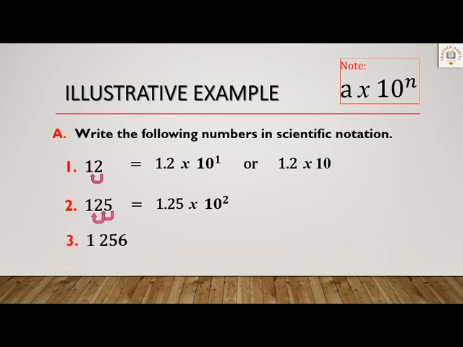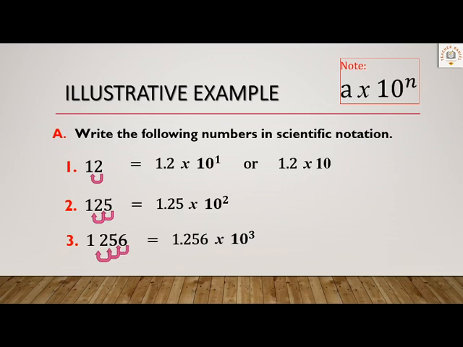Another, 1,256. So, ang decimal point niya nandito sa lower right ng 6. So, ang value ng A natin ay, move muna natin ang decimal point. 1, 2, 3. So, that's 1.256 times 10 raised to, very good, positive 3. Kasi tatlong beses nating minove ang decimal point papunta sa kaliwa, kaya ang ating exponent ay positive 3. Do you have any questions so far?